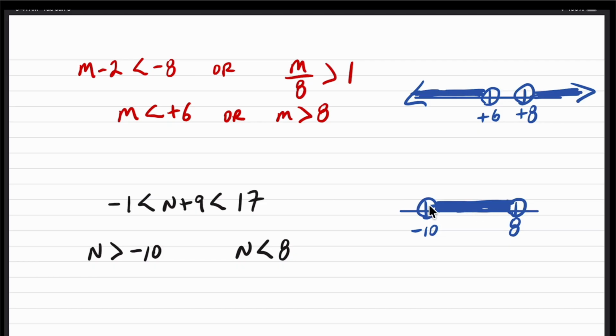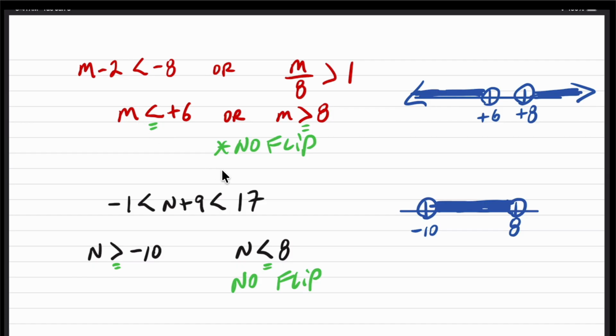Now I want to point out something. During the process of solving both of these, there was no flip of the sign. Okay, no flip of the sign. And in addition, when you put the variable first, you have the variable less than something and the variable greater than something. Here we have the variable greater than something and the variable less than something.